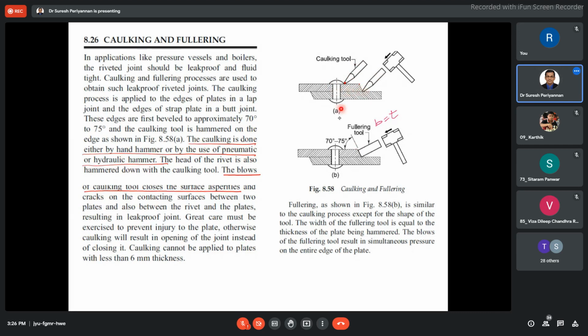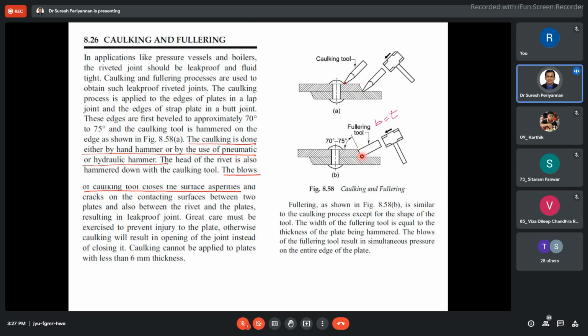Now I come to the fullering tool. Fullering is a similar operation, but here we are not using a sharp tool. The width of the fullering tool is equal to the thickness of the plate being hammered. Which plate is going to be hammered?